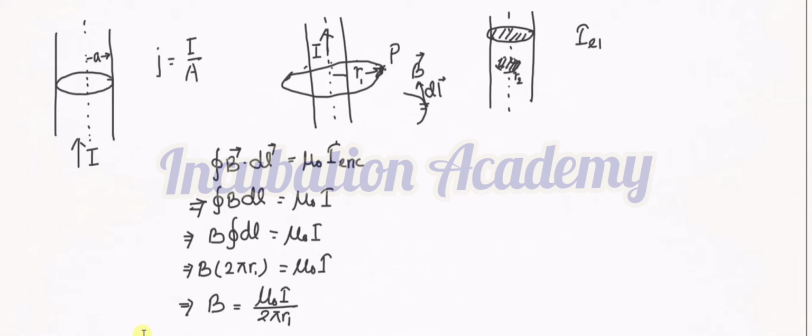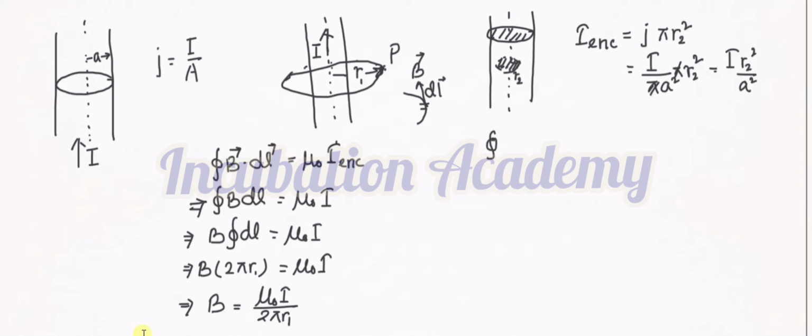So what is the I enclosed? If I want to find the magnetic field at the point r2 by using the Amperian loop, it will be J, the current density, multiplied by the area of the loop. What is J? J is I by A. We have already discussed it, and that is pi multiplied by r2 square. Yes, pi cancels out, so I multiplied by r2 square divided by A square.